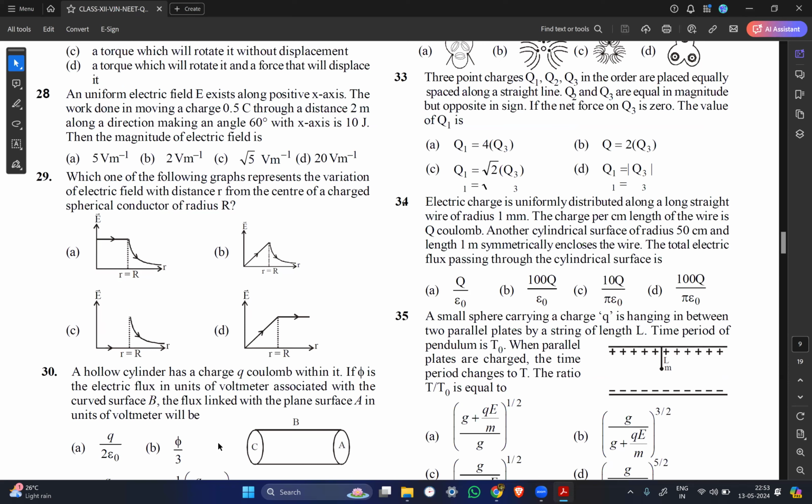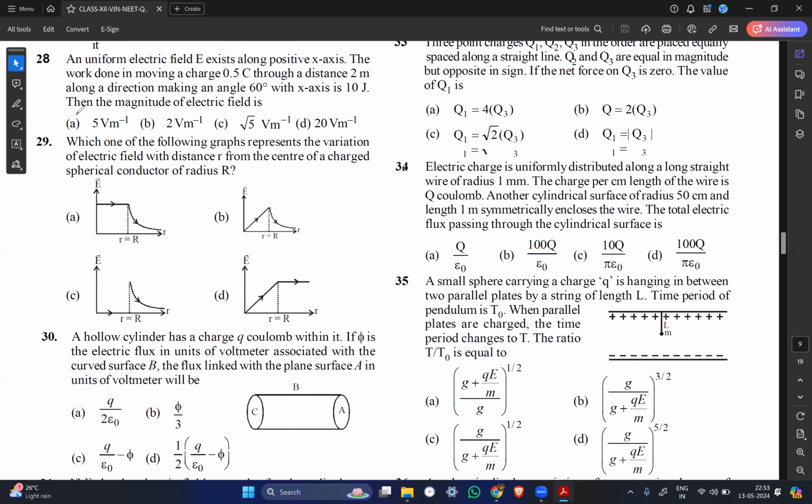Then 28th. A uniform electric field E exists along the positive x-axis. The work done in moving a charge of 5 coulomb through a distance of 2 meters along the direction making an angle of 60 degree with the x-axis. So this is the x-axis, and the electric field is along the x-axis. The charge has to be moved through a distance of 2 meters along the direction making an angle of 60 degree with the x-axis.